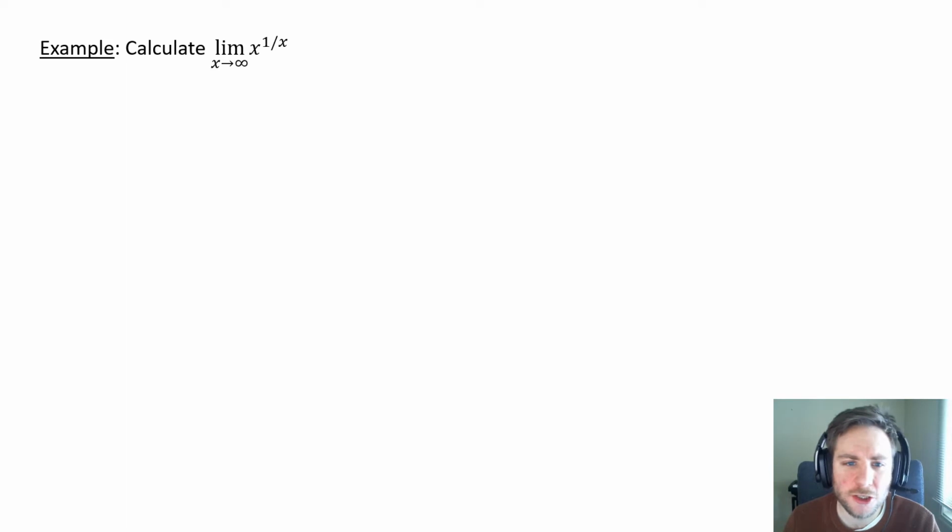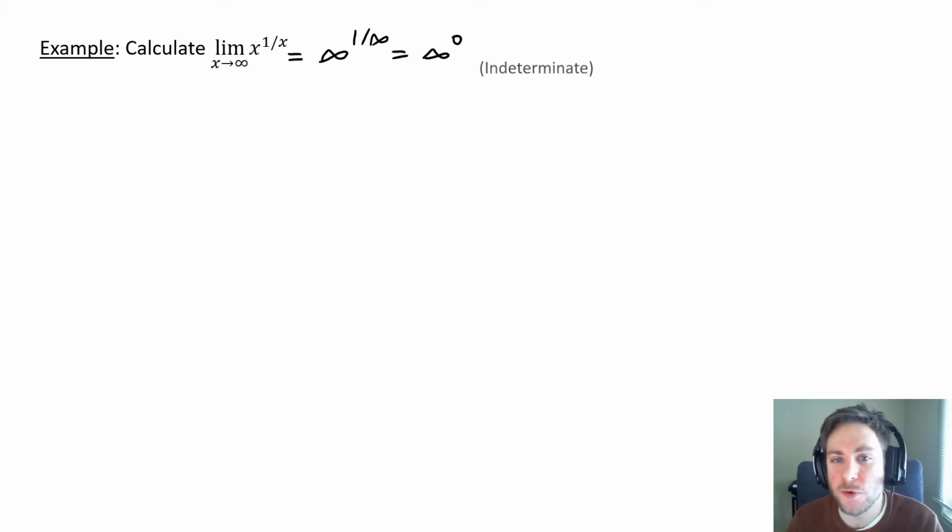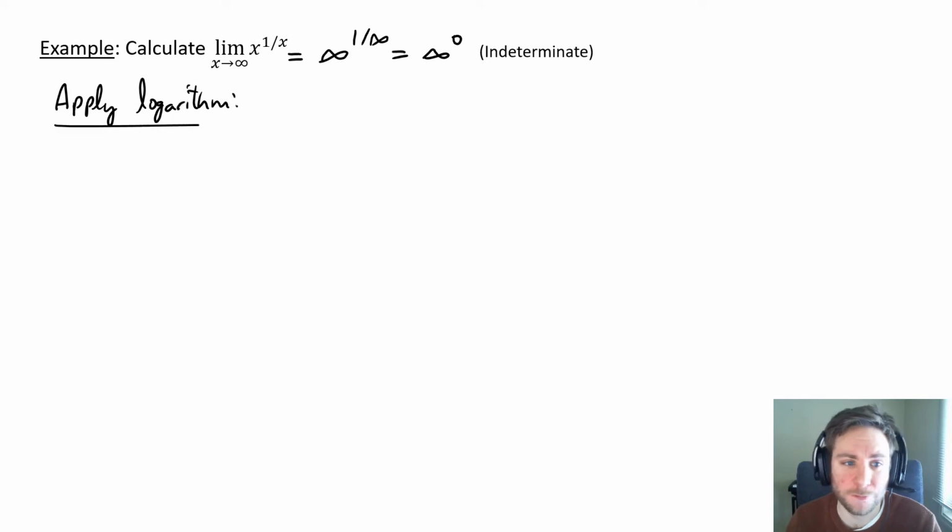Let's try out this strategy by calculating the limit as x approaches infinity of x to the power of 1 over x. As always, we start by just letting x approach infinity and seeing what happens. In the exponent, we see 1 is getting divided by a quantity which is getting larger and larger, which would result in the exponent getting closer to 0. Infinity to the 0 is one of our indeterminate forms of exponential type, so we'll try out the strategy that I just proposed. That strategy was to apply a logarithm.